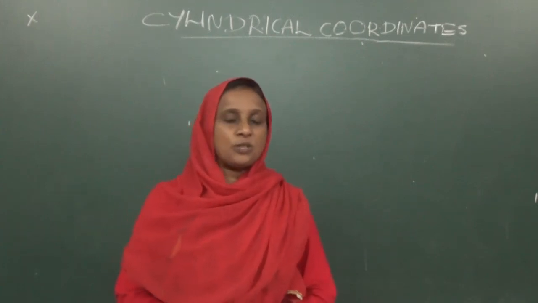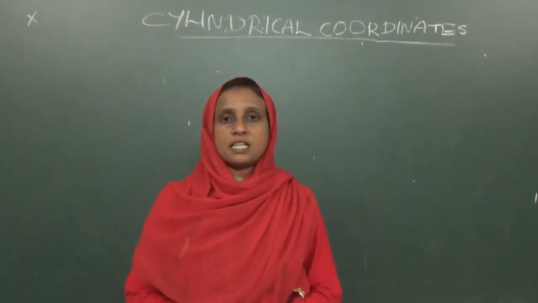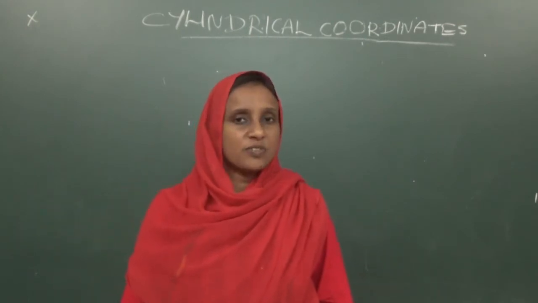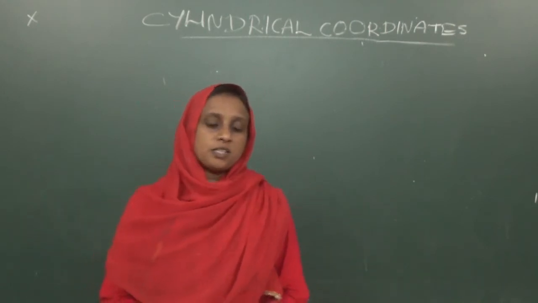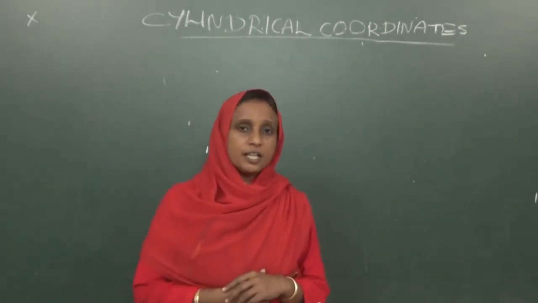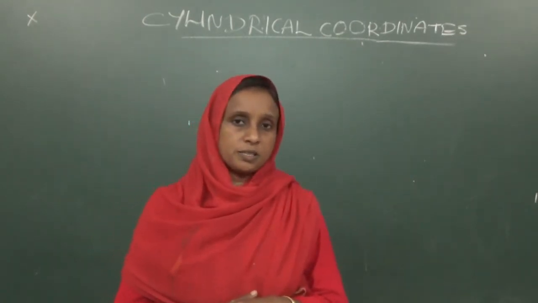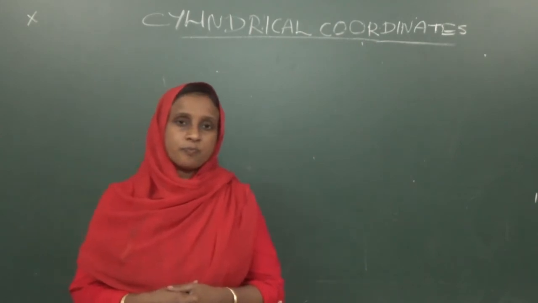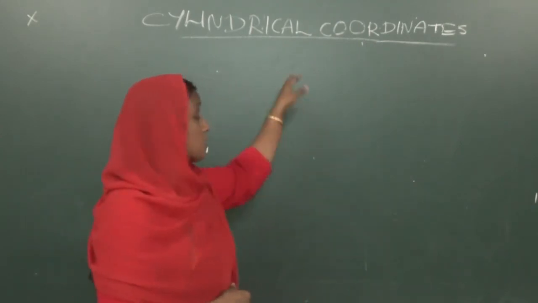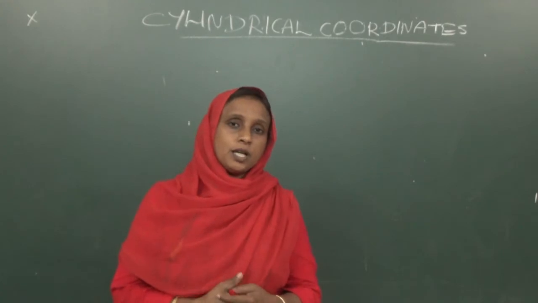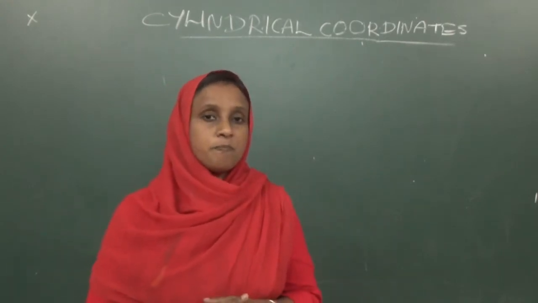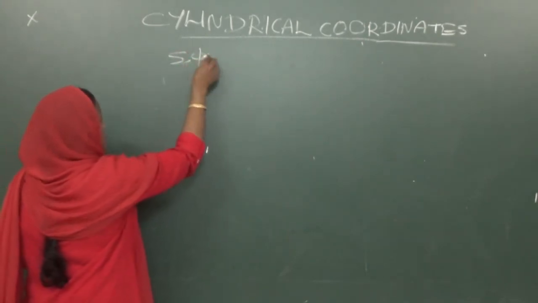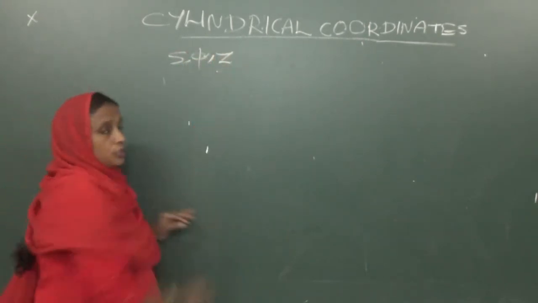My dear students, today we will learn about cylindrical coordinates. This is part of the section Curvilinear coordinates. As a first lecture in this section, we learned about the spherical coordinate system. Now we have to discuss cylindrical coordinates. The cylindrical coordinate system is also a three-dimensional system whose coordinates are S, phi and Z.